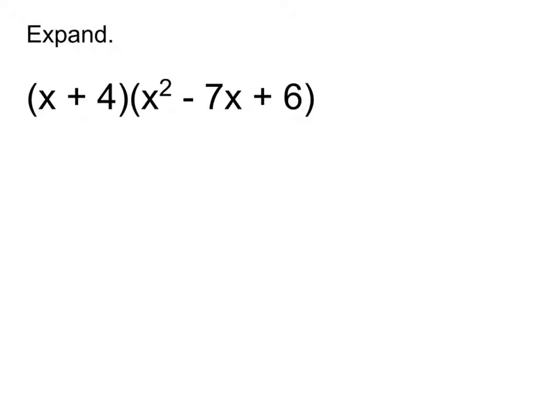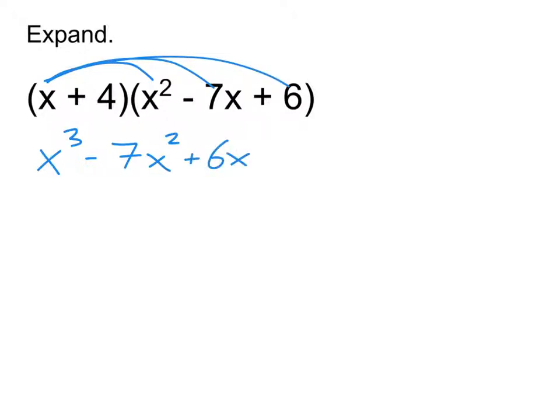All right, so this time we're expanding. Notice it says expand this time. The last one said multiply, but they mean the same thing. And so in order to do it, I'm still going to multiply everything in the first parentheses by everything in the second parentheses. So that means I do x times x squared. Then I do x times the minus 7x. Then we do x times 6. Now we repeat the process with the 4. So I do 4 times x squared. I do 4 times the minus 7x. And I do the 4 times the 6.